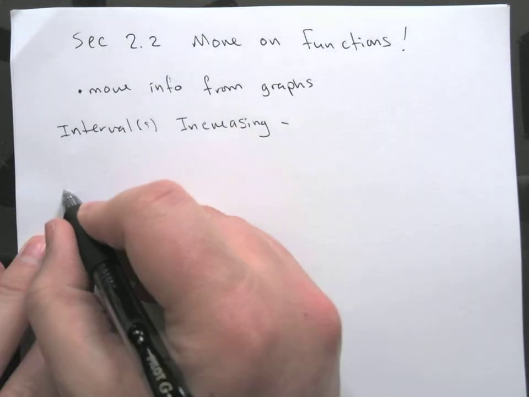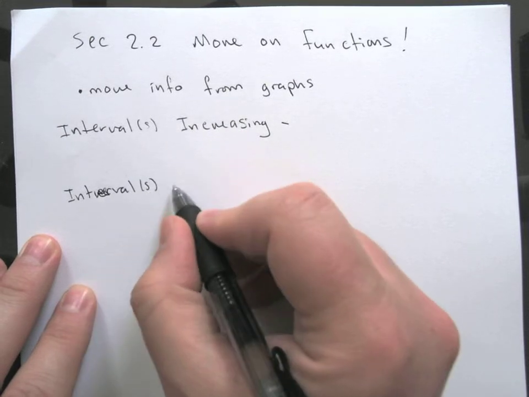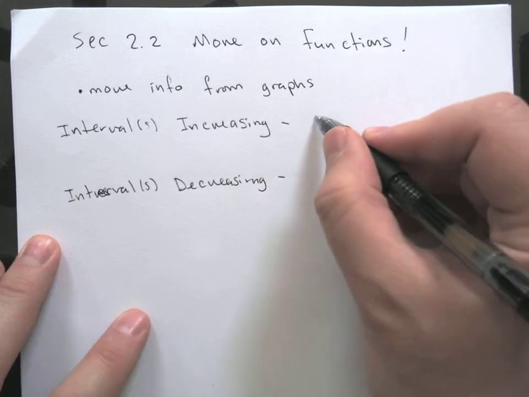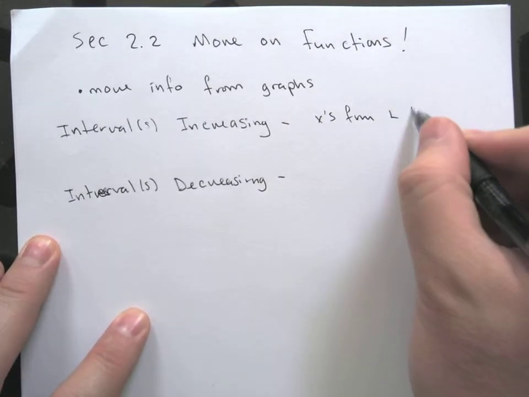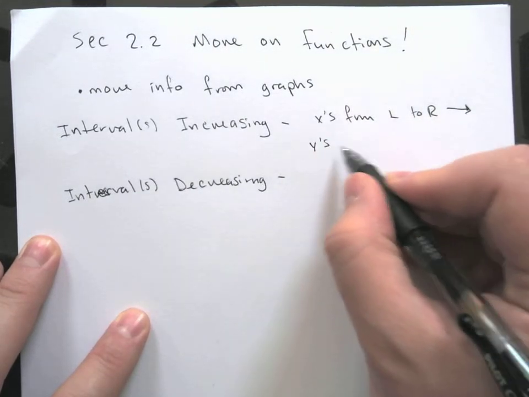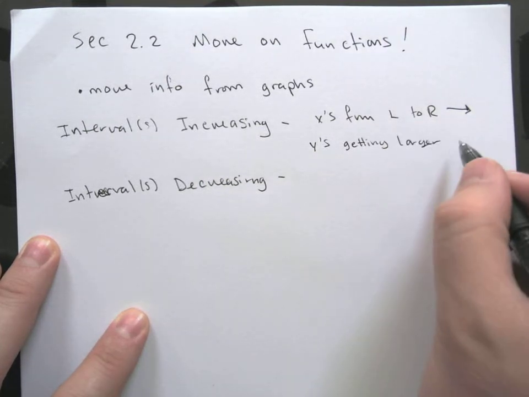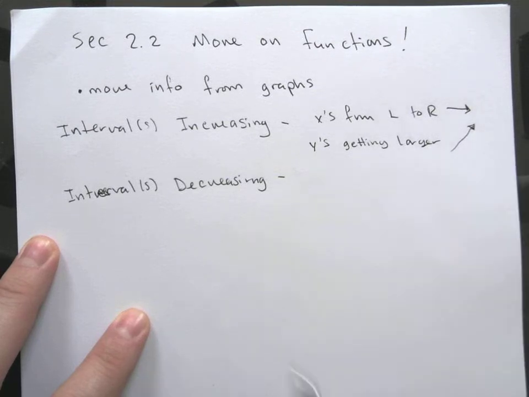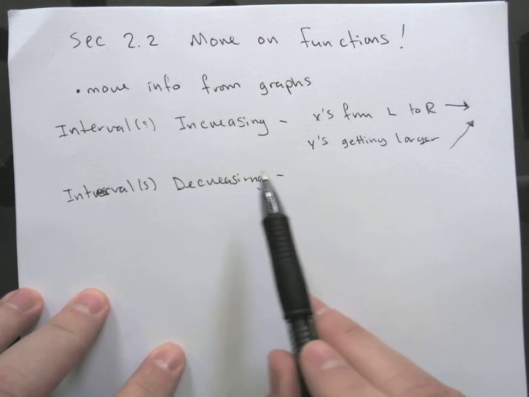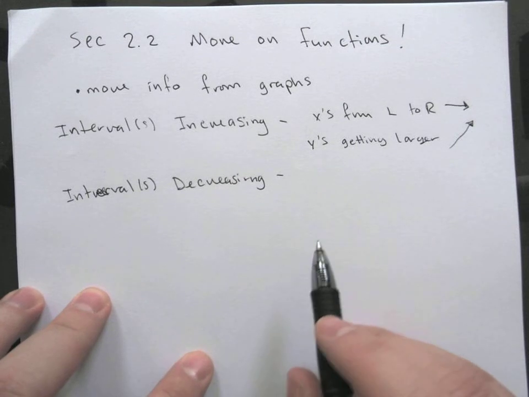I should at the same time put intervals where we are decreasing as well. These two really go together. So this is x's from left to right, and what we're looking for are y values getting larger. In general, we're looking for our function to be headed up and to the right. That intuitively looks like it's increasing if we're traveling from left to right. That's the basics of it. It's essentially what you would expect if I didn't tell you anything.